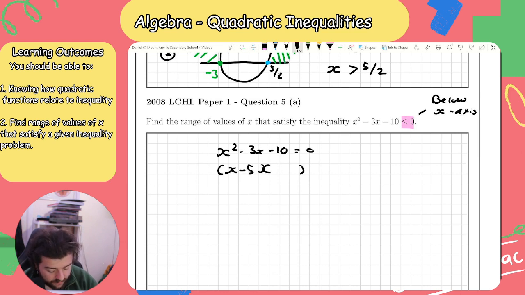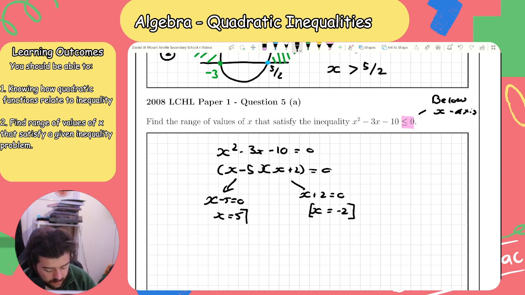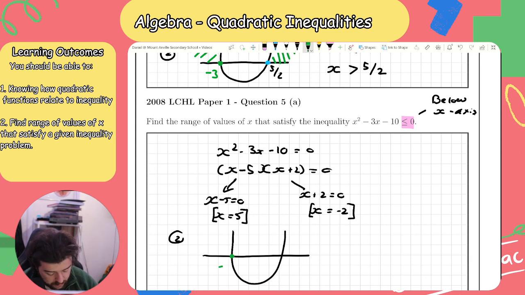So that's going to be x minus 5 and x plus 2. So x minus 5 equals 0, x plus 2 equals 0. X is equal to 5, x is equal to minus 2. There are my two roots. Next step, plot it out. Minus 2 is the smallest of the two, so that's going to be my leftmost one here. And then 5 is going to be my rightmost one here.